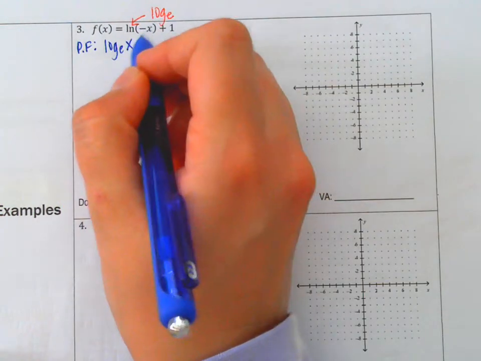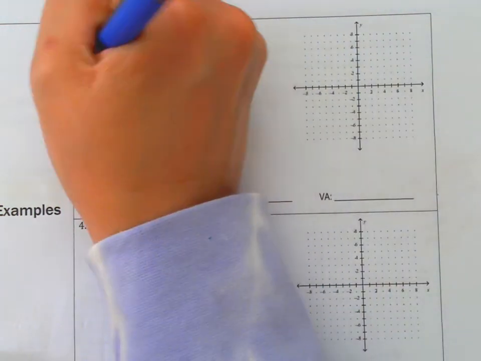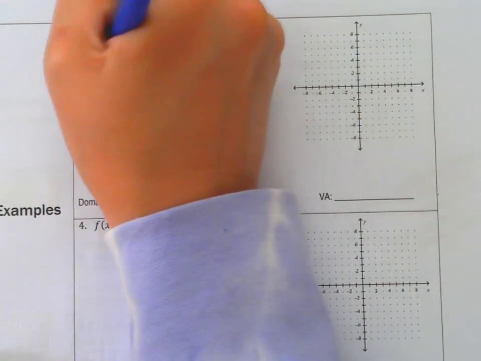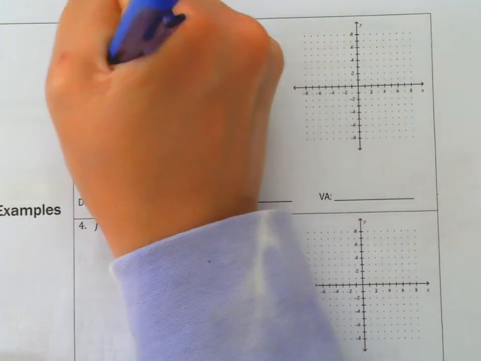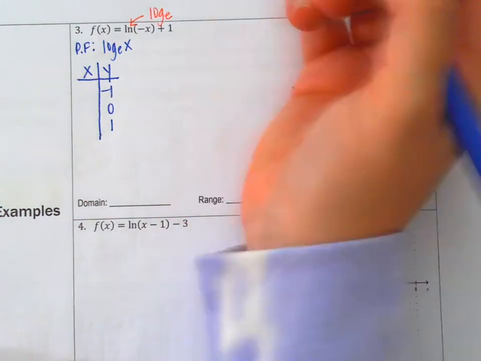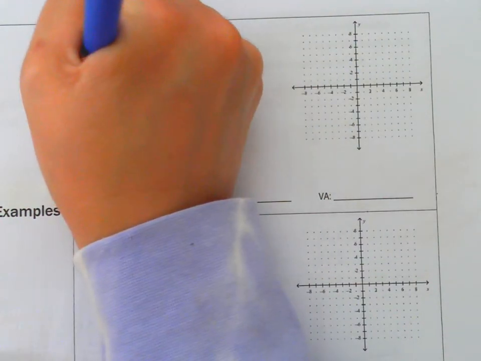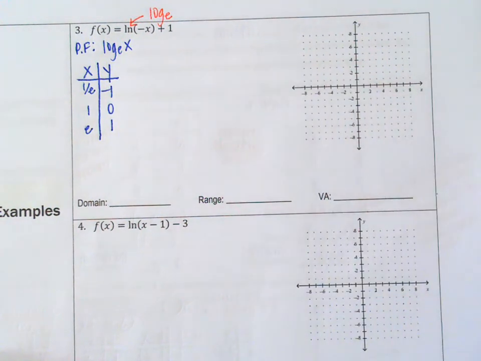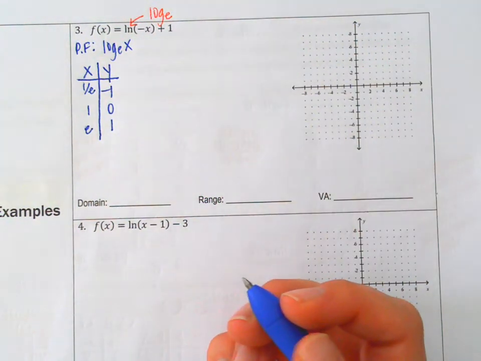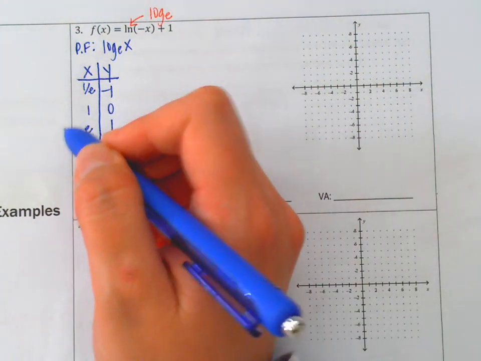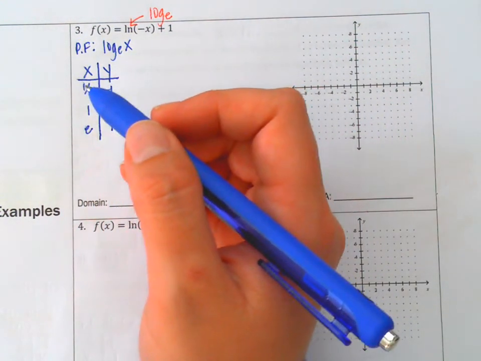These are the same things, right? So that tells me when I set up my parent function, my y values, those are always the ones I put in first, -1, 0, and 1. And then my x values are going to be 1 over e, 1, and e. So I usually will do those in the calculator because I don't like to think about those. And that's 0.37 and 2.72 because I like to have my decimals when I'm graphing.